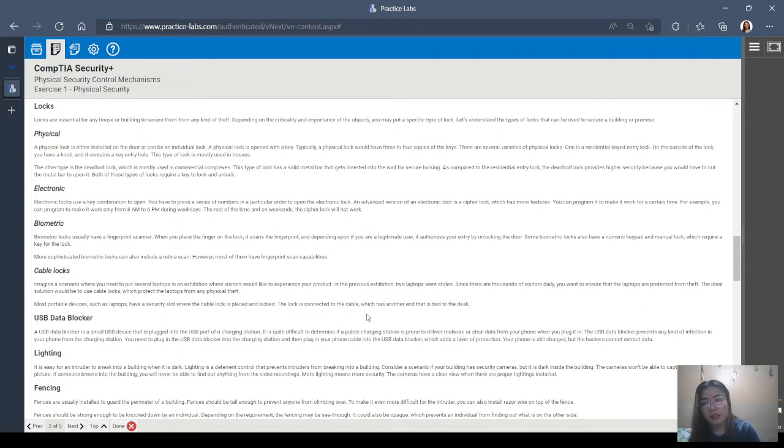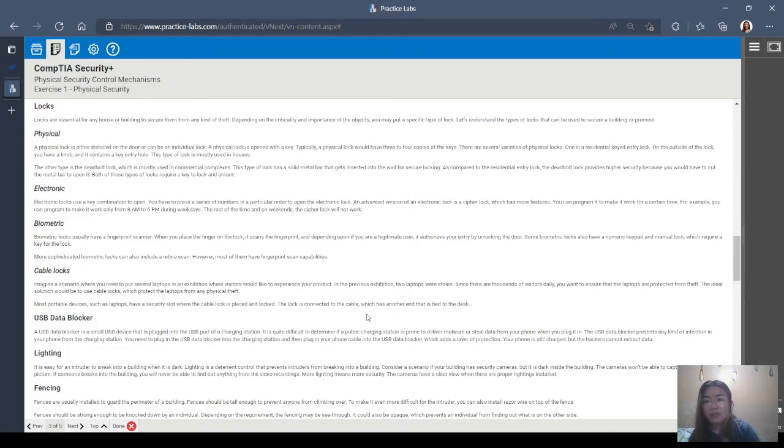A physical lock is either installed on the door or can be an individual lock. A physical lock is opened with a key. Typically, a physical lock would have three or four copies of the keys. There are several varieties of physical locks. One is the residential key entry lock. On the outside of the lock, you have a knob that contains a key entry hole. This type of lock is mostly used in houses.